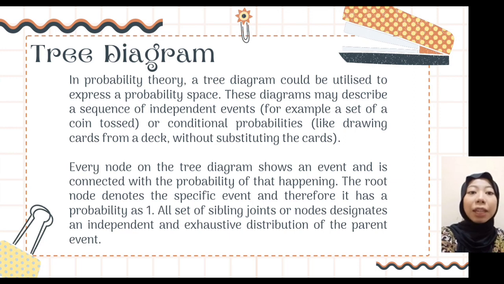Next, tree diagram. In probability theory, a tree diagram could be utilized to express a probability space. This diagram may describe a sequence of independent events, for example, a coin toss, or conditional probabilities like drawing a card from a deck without replacing the card. Every node on the tree diagram shows an event and it's connected with the probability of that happening. The root node denotes the specific event and therefore it has a probability of 1. All sets of sibling nodes designate an independent and exhaustive distribution of the parent event.